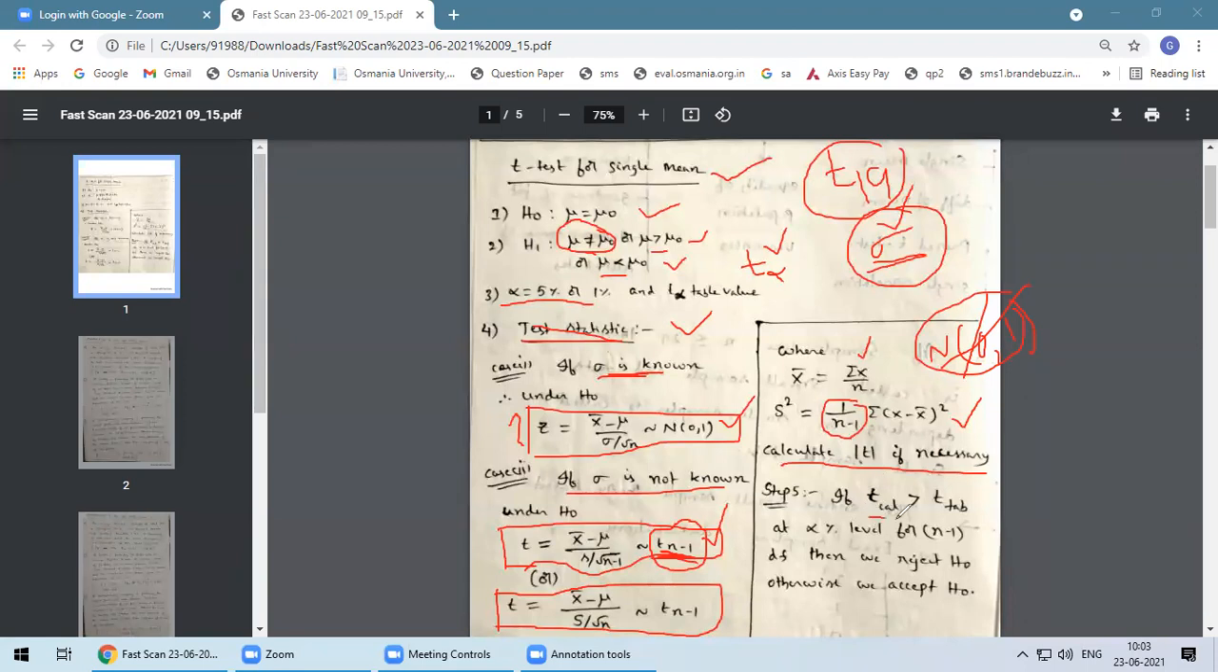If the t calculated value is greater than the t table value at alpha percent level, for n minus 1 degrees of freedom. Why am I writing n minus 1 here? Because t follows n minus 1. That means for the table value you have to see n minus 1 degrees of freedom. So then we reject H naught. Greater than means always you will reject H naught. Less than means always we will accept H naught. The remaining conclusion is the same. I hope you understood. Is the procedure clear now?